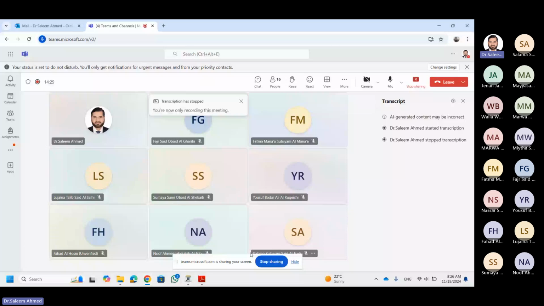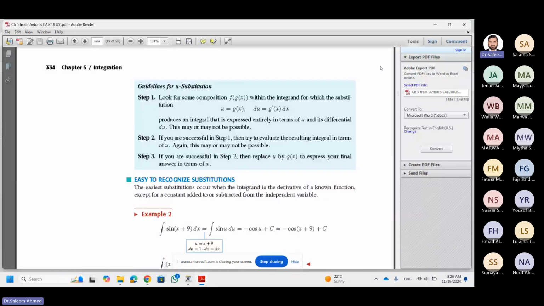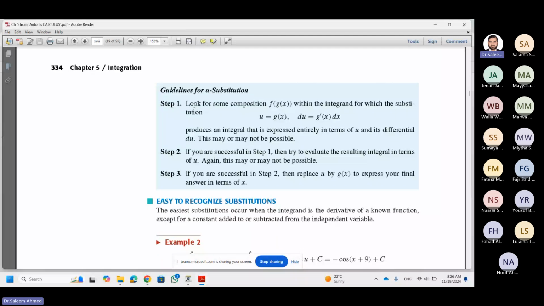So last time we were doing substitution, integration by substitution, and this is the criteria to use. We look for any composition function f of g(x) within the integrand for which the substitution produces an integral which can be expressed entirely as a function of u.